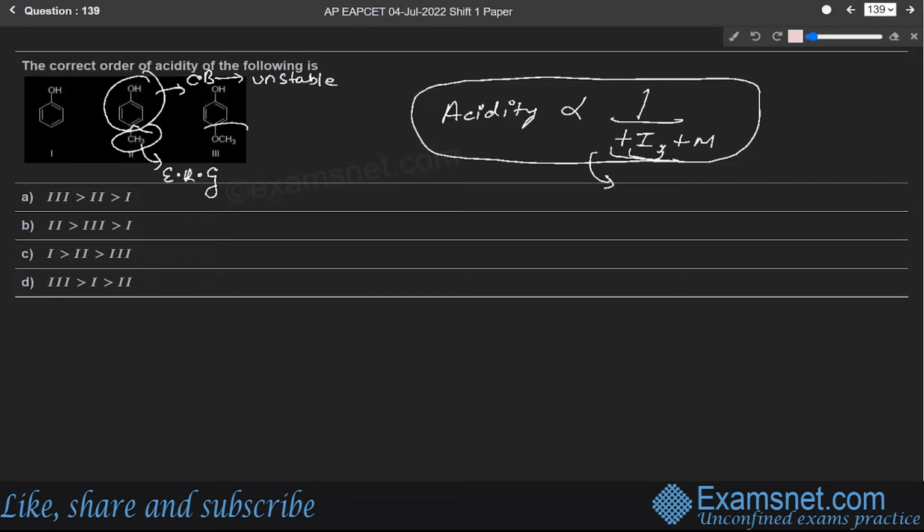When you talk about this OCH3, methoxy, oxygen has a lone pair. Always remember the short trick: the compounds that have a lone pair attached to the ring, that always goes for the +M effect.